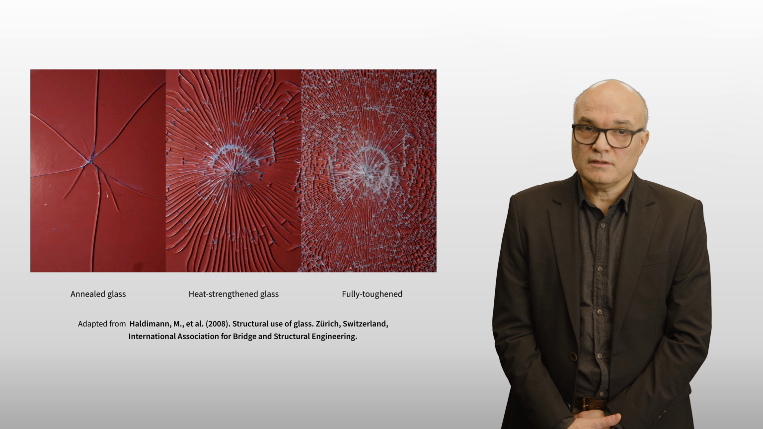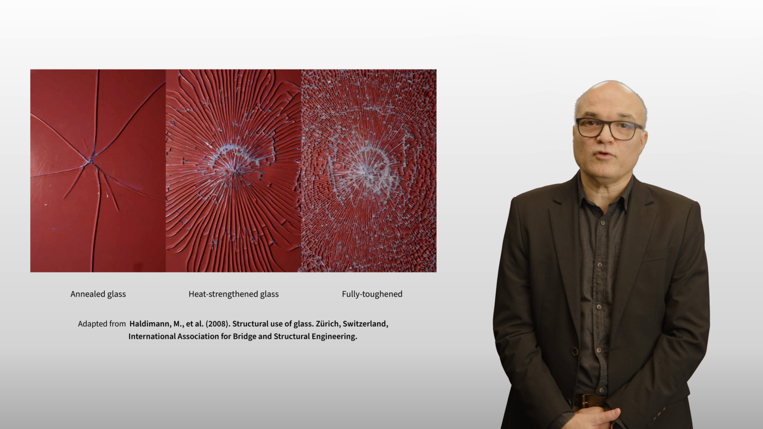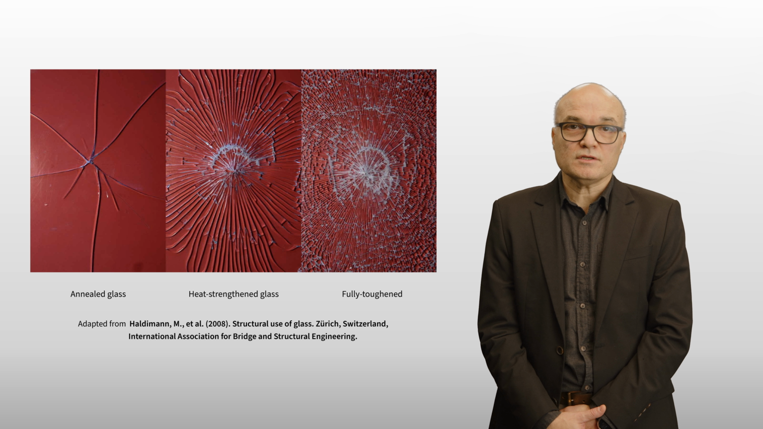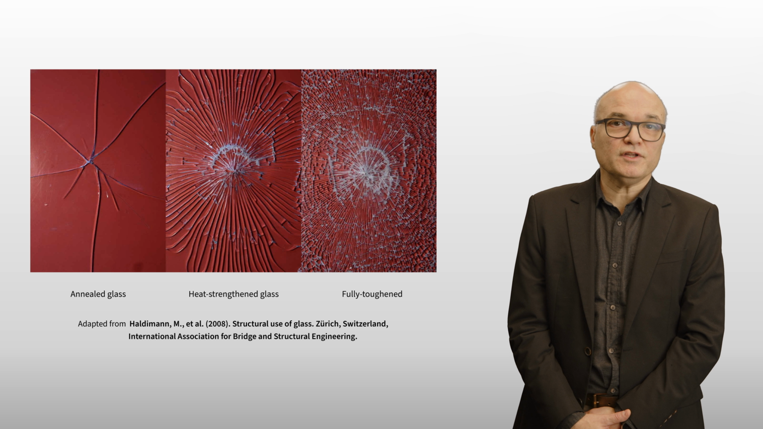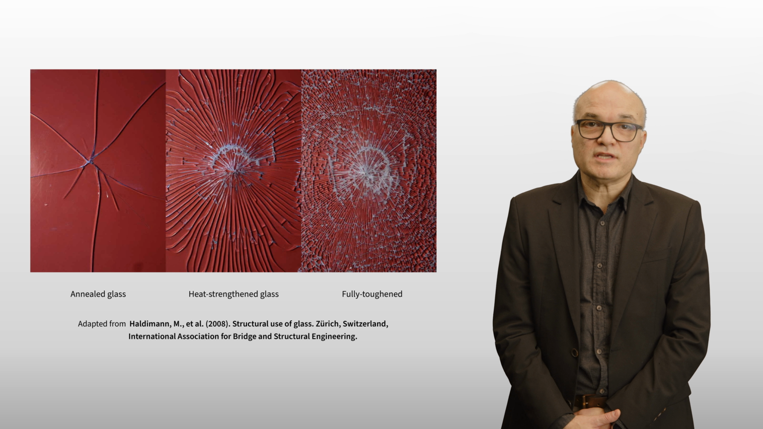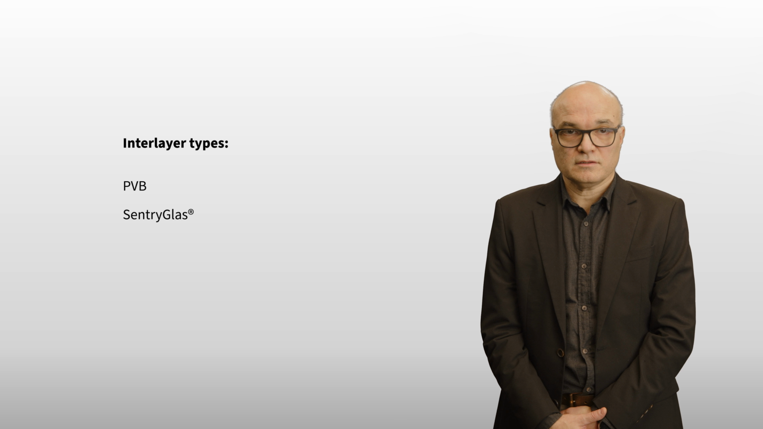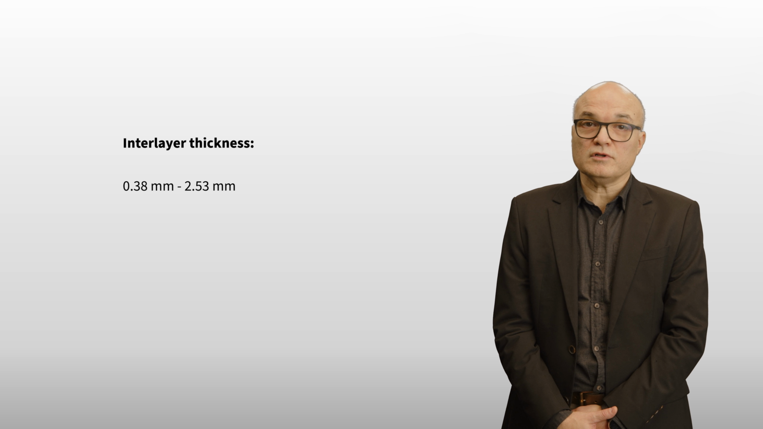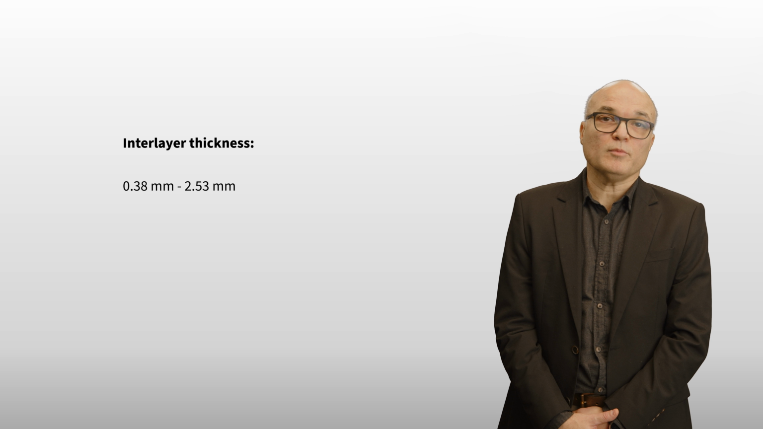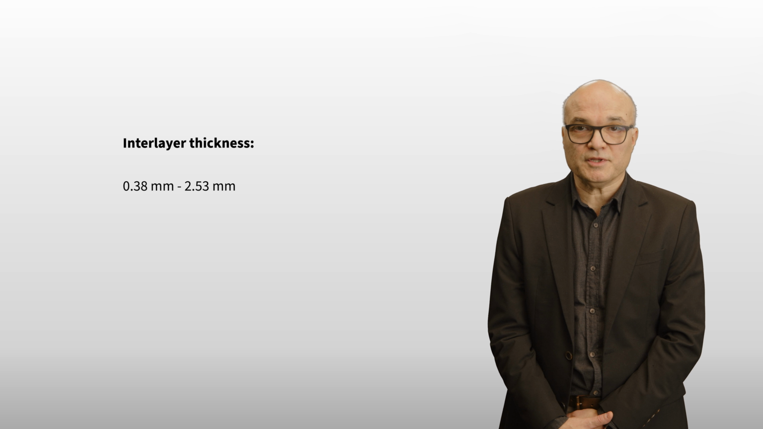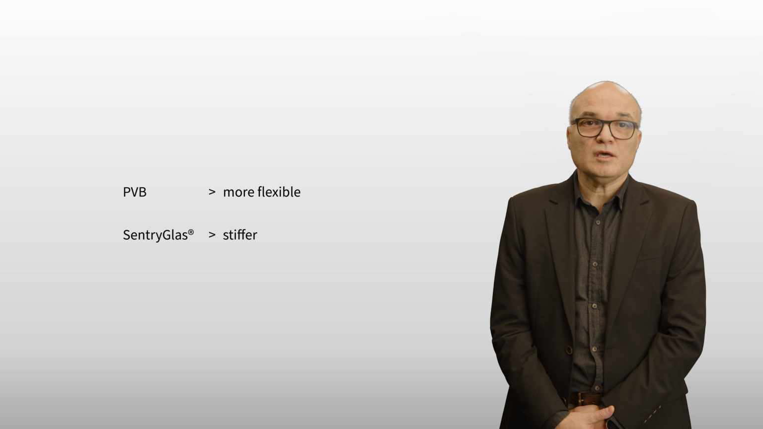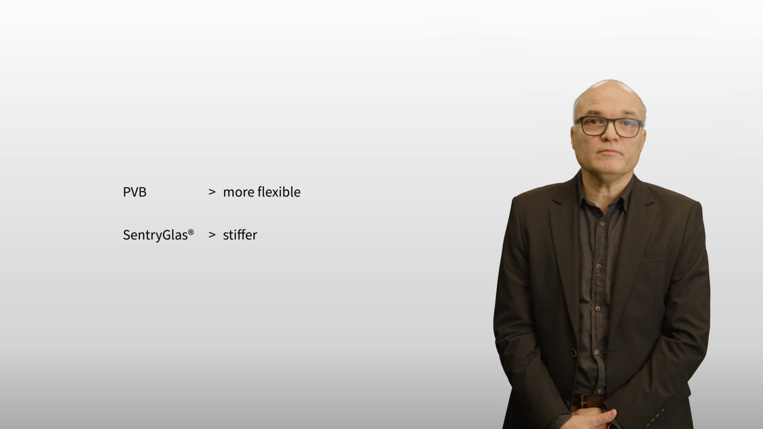In addition, if we want to prevent the glass shards from falling down, we can laminate the glass by bonding 2 or more sheets or plies of glass by means of an interlayer to create strong, safe, and redundant structures after the failure of glass. The most common interlayers in the built environment are PVB and SentryGlas. The interlayer comes in rolls with various thicknesses between 0.38 mm and 2.53 mm, with PVB being the more flexible and SentryGlas being the stiffer.